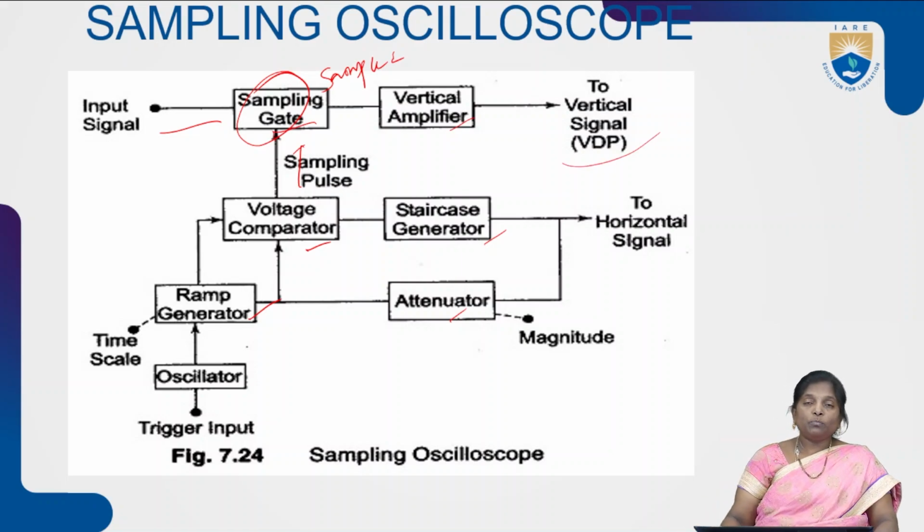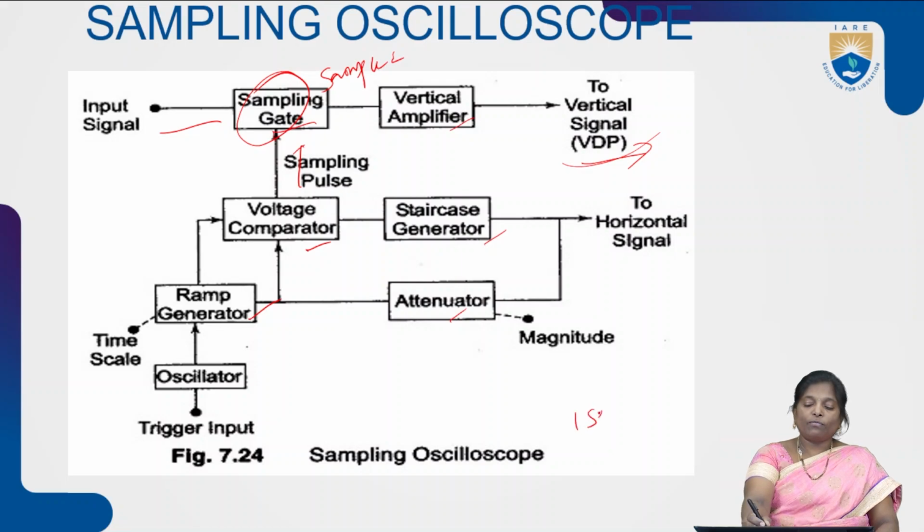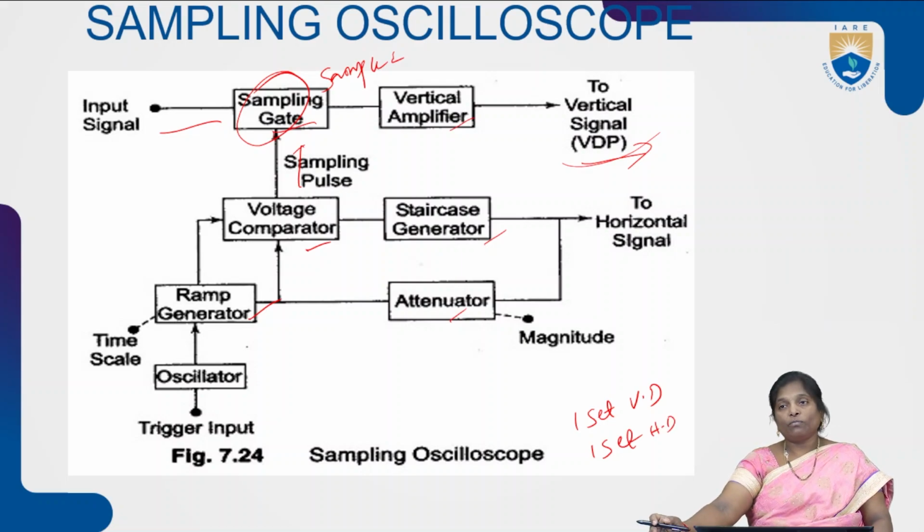Even though the input signal is sampled, it needs to wait until the sampling pulse is applied. Whenever the sampling pulse is applied to the sampling gate, it opens the gate. Then the sampled signal is given to the vertical amplifier, and through it to the vertical deflection plates. Similar to normal oscilloscopes, the sampling oscilloscope also has one set of vertical deflection plates and one set of horizontal deflection plates.